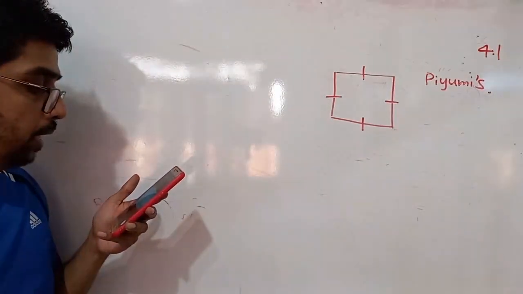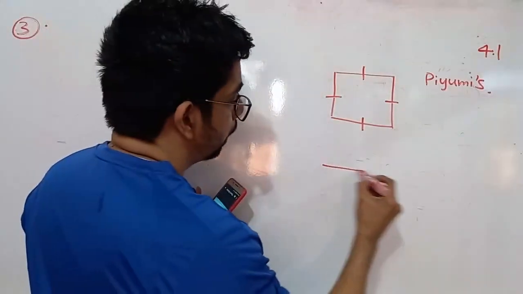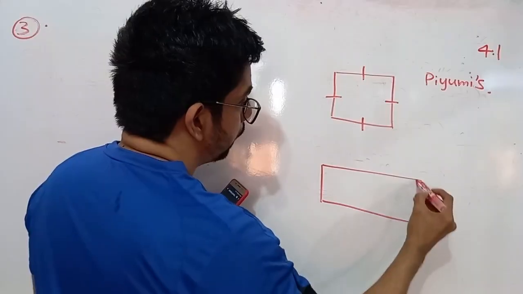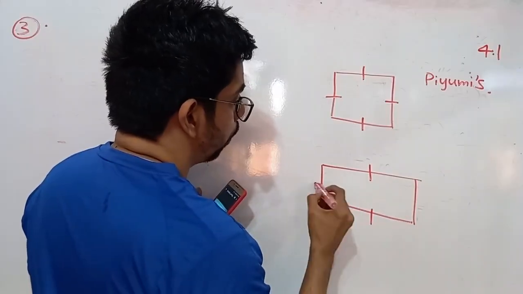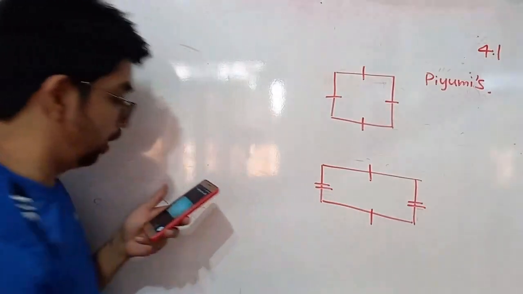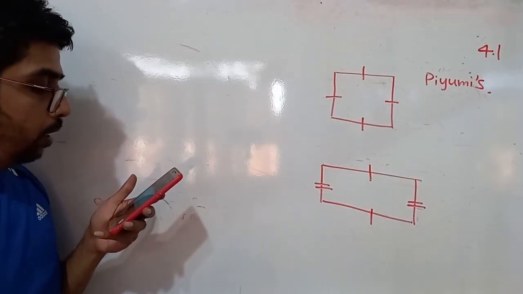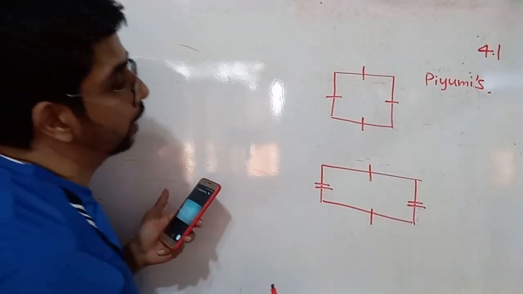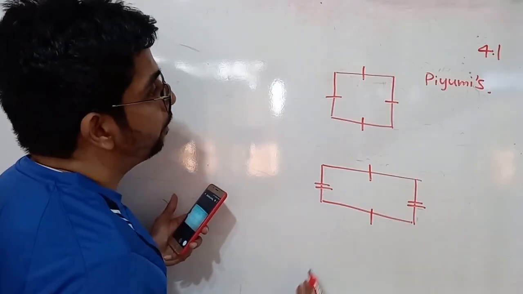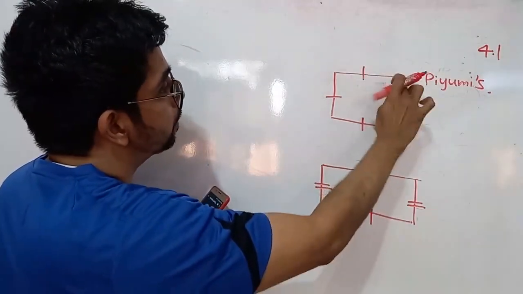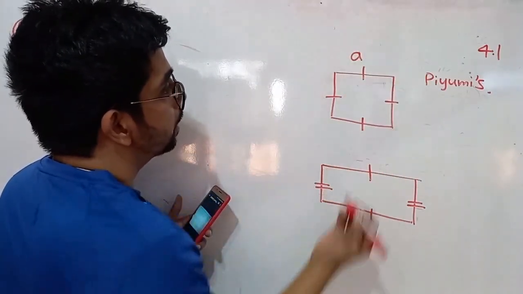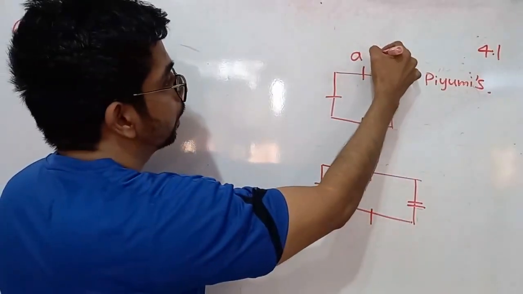Her sister made a rectangular flower bed. So opposite sides are equal in length. Right. The length of the sister's bed was 3 meters more than that of Pumi's. So here we will take the length of Pumi's flower bed as a meters.